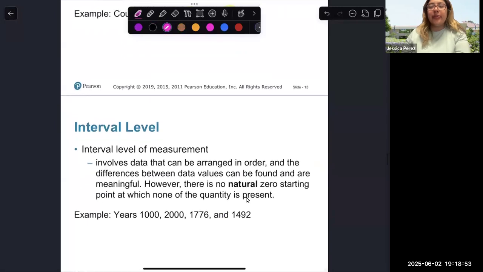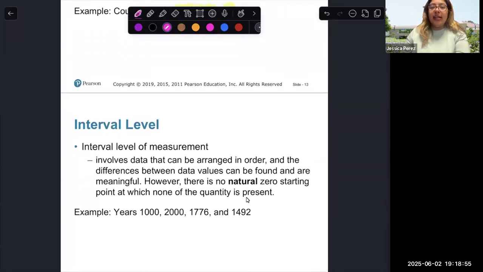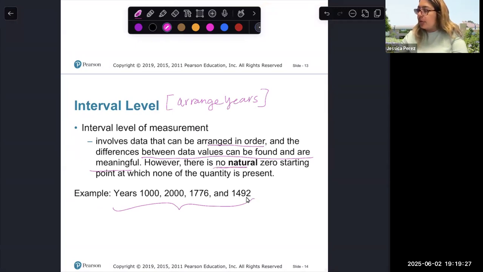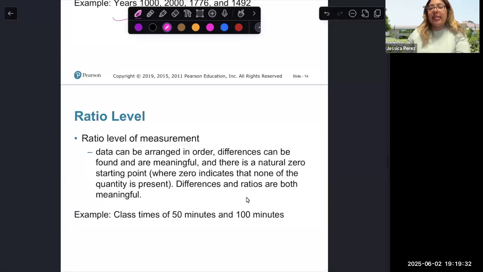Interval. Now this one's a little bit different, because an interval level of data involves data that can be arranged in order, and it has differences that can be found meaningful. However, there's no natural zero. So for example, when you're trying to arrange years, right? There is no natural zero. It doesn't begin from 0. So 1 BC, 2 BC, but it does not contain a natural zero. There is no natural zero. That is key.